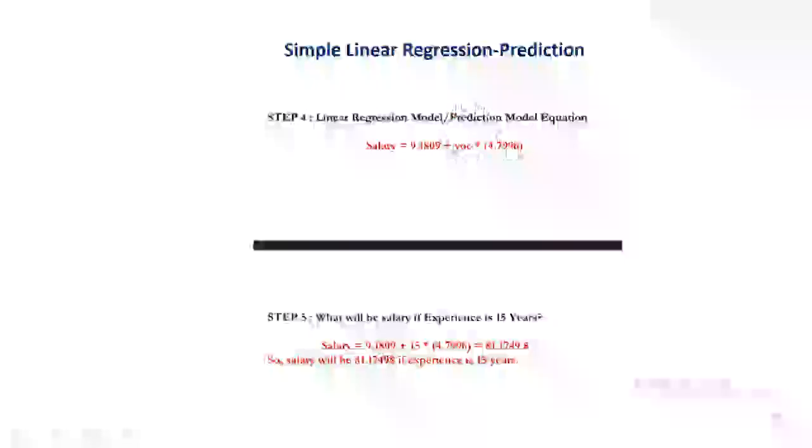So whenever someone has 15 years of experience, you are just putting it in this formula, just multiply by 15. So what salary is he going to get if he has 15 years of experience? Once you put it in the formula, it is approximately $81 maybe, per month possible. So this is one way you can formulate this regression. Okay, this is a simple one.